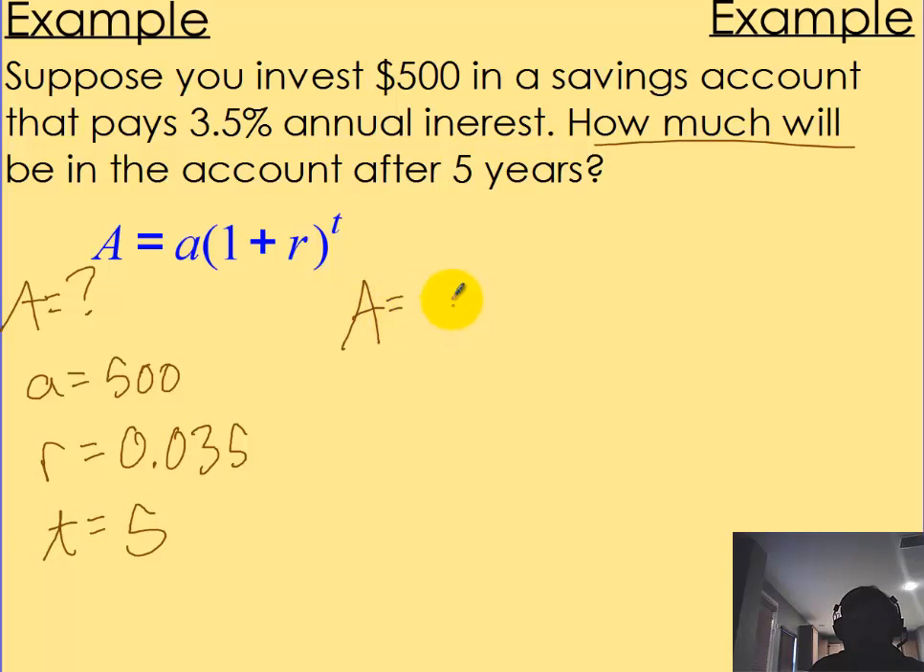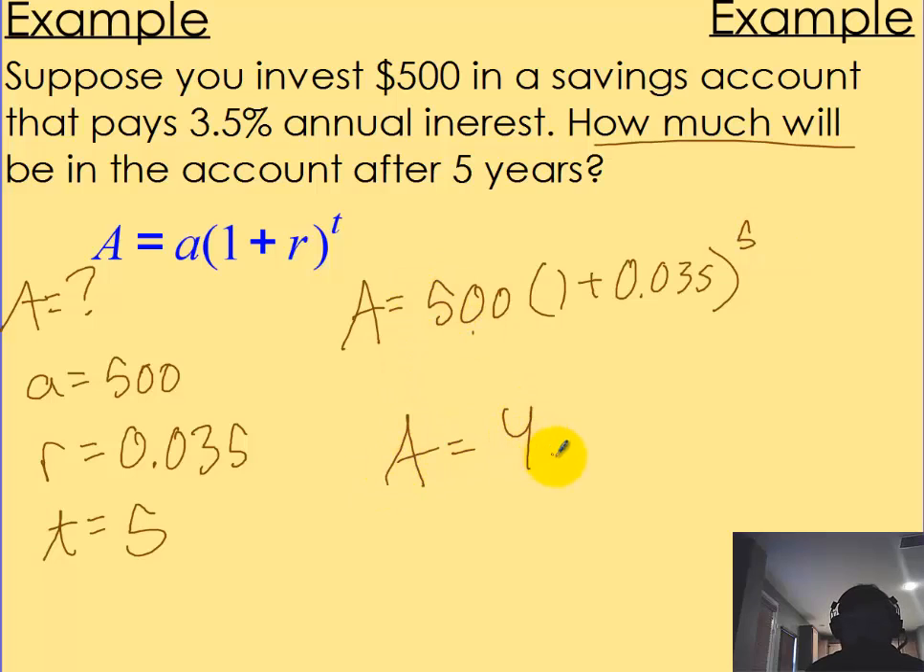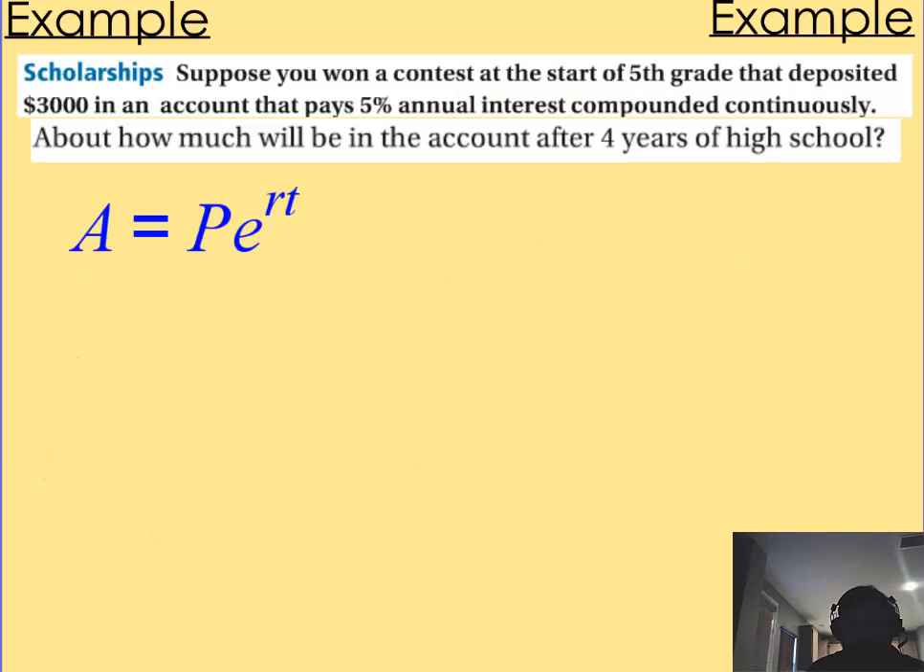So I plug all those in, and you get 500 times 1 plus 0.035 to the 5th power. Again, you'll need a calculator for this: 500 times 1.035, all that to the 5th power. And what I get is $4,156.90. Next one. Pause the video.